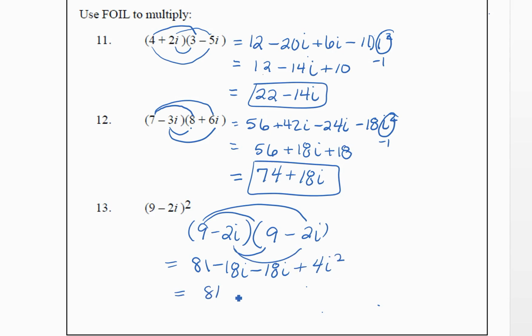So the 81 minus 36i, and remember i squared is -1, so 4 times -1 becomes minus 4. So when we combine this, our final product here is 77 minus 36i.